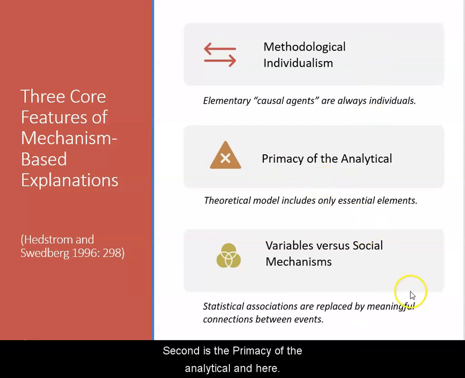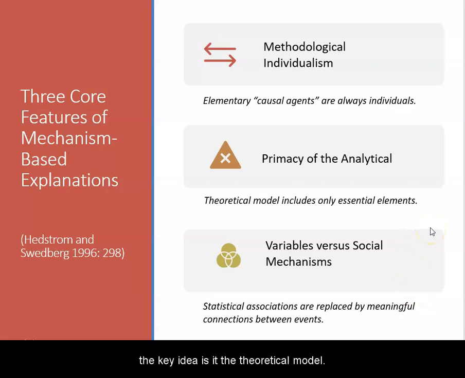Second is the primacy of the analytical. And here, the key idea is that the theoretical model that bubbles up includes only essential elements. And third, that variables are replaced by social mechanisms. Statistical associations, thus, are replaced by meaningful connections between events as a mode or form of explanation.